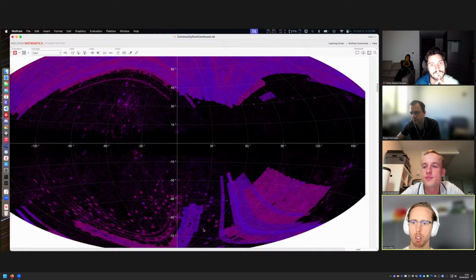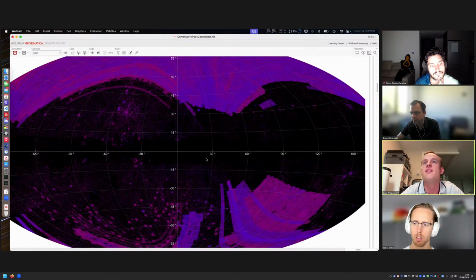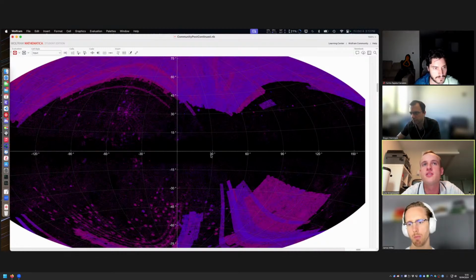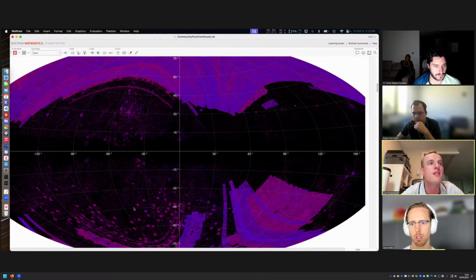Just to get a feel for what's going on here, is every dot a galaxy? Yeah, every tiny dot is a galaxy, and there's 2.8 million points. That's crazy. Yeah.